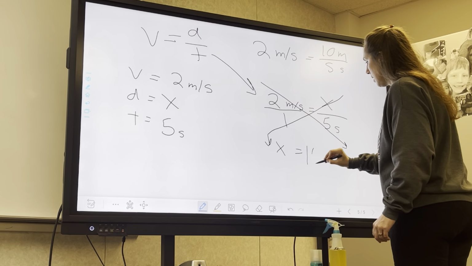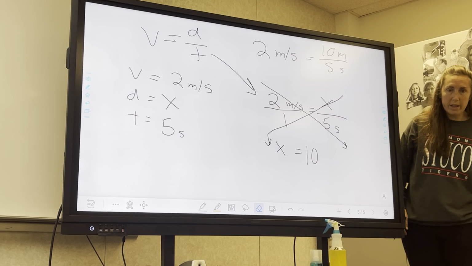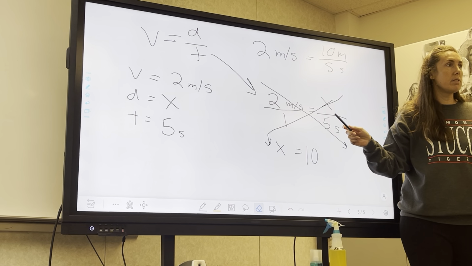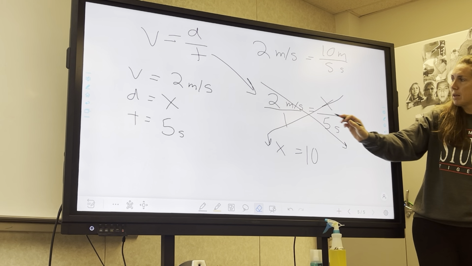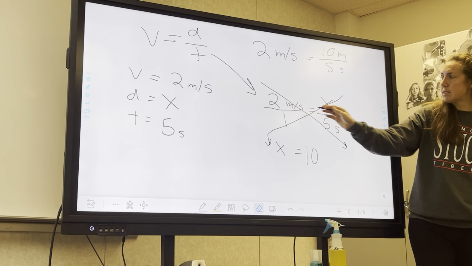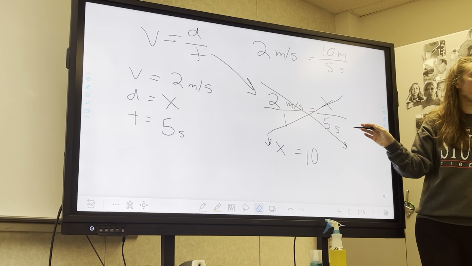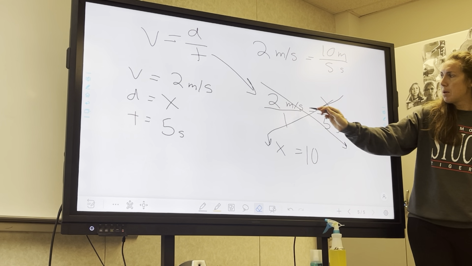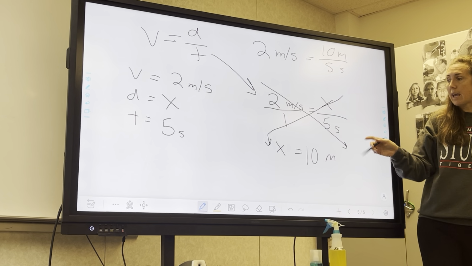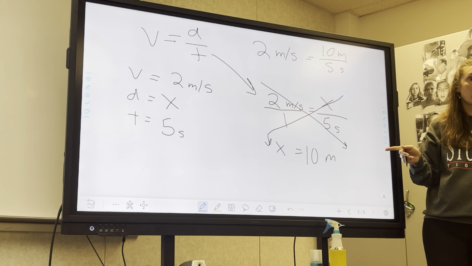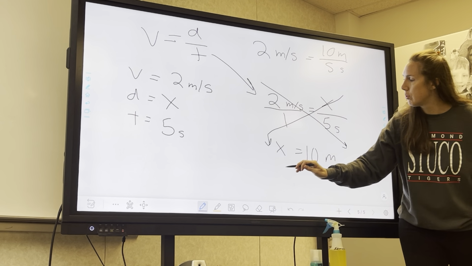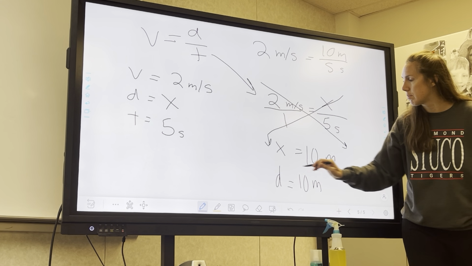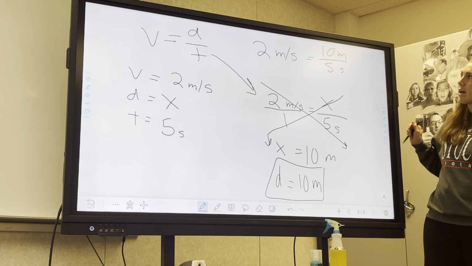10. Now, if you are unsure of units, look at your original problem and say, okay, if I'm solving for distance, my unit should be in meters, but guys, look up here. Meters divided by seconds times seconds. The seconds will cross out. That's why seconds cross out, okay? So x is 10, but it's meters. Okay, can I circle x is 10 meters? Nope, I have to do distance, because I'm solving for distance, equals 10 meters. Okay, and that's absolutely correct.